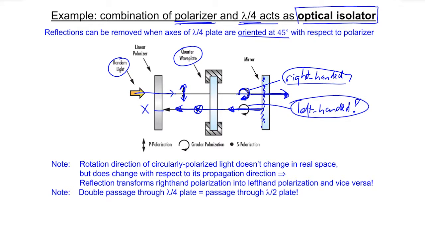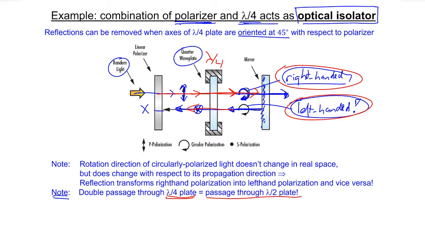A final note. It looks complicated, this transition from right-handed to left-handed, or it might look complicated. You can also look at this isolation in a different way. The light basically goes through the quarter wave plate twice. First from left to right, and after reflection from right to left. So effectively, going twice through a quarter wave plate is the same as passage through a half wave plate.